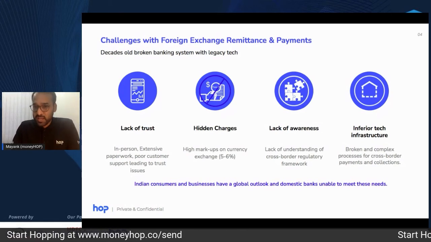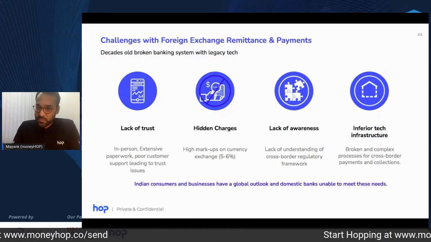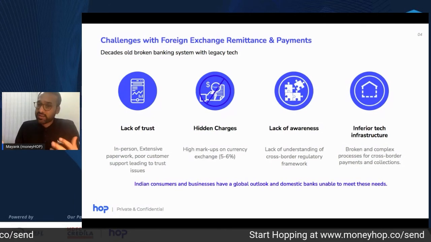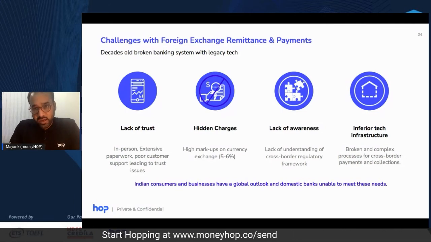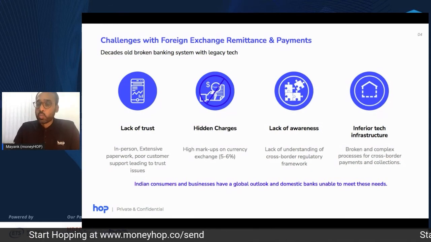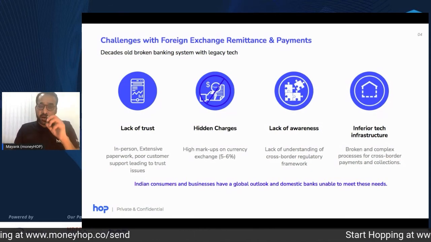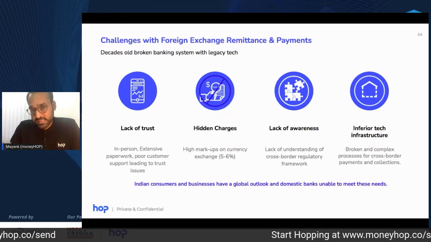And the answer was MoneyHub. That is how MoneyHub was born. We're a London-registered entity with an Indian subsidiary. Our offices are both in London and Bangalore. We are an RBI-regulated entity, entirely foolproof and secure.